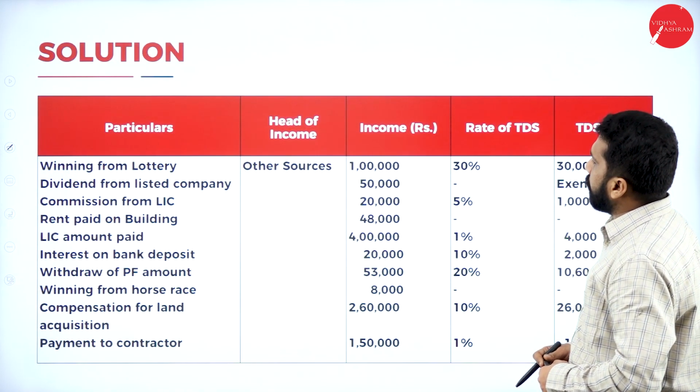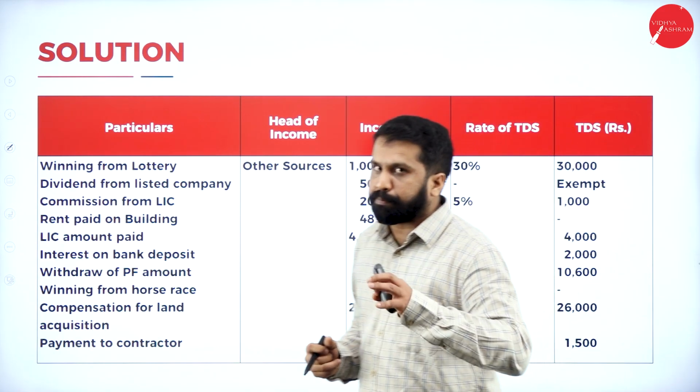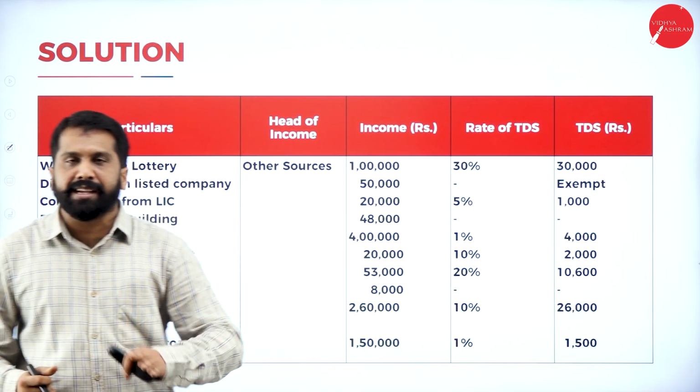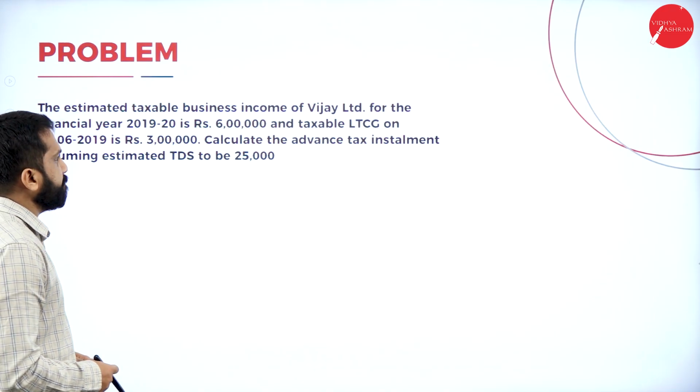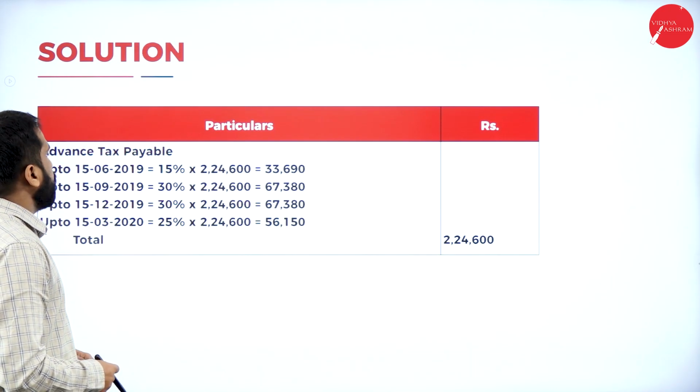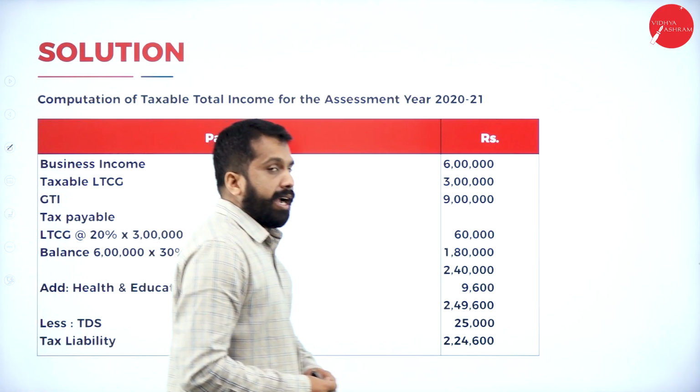So these are the problems. You have all the solutions. Everything, alignment, answers are perfect. You will not get any mistakes in this. Please follow this. This is sufficient for TDS. So there is almost one problem on TDS, and the last one is advance tax.